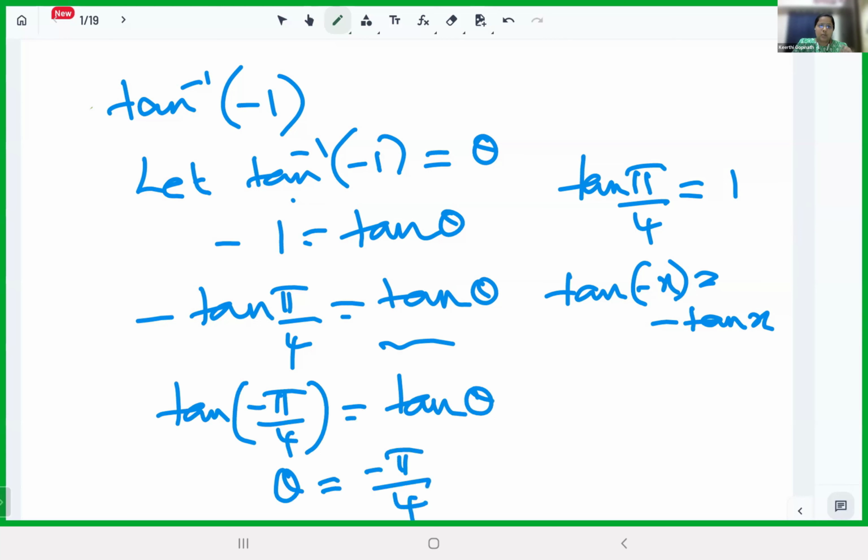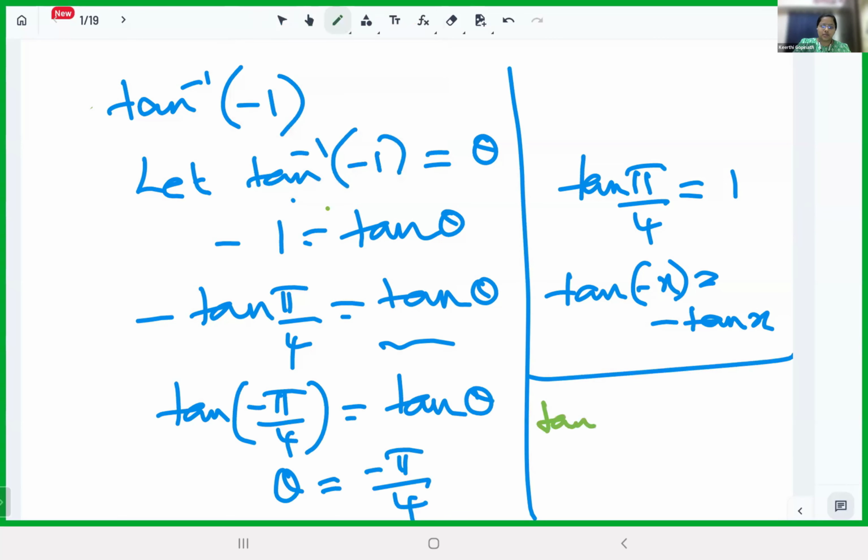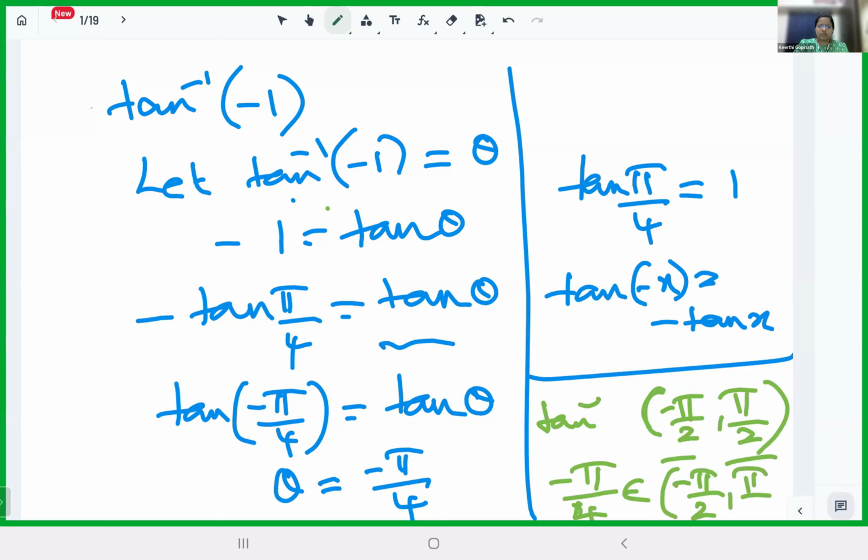Now what we have to do is check whether the theta that we have obtained occurs in the PVB, or the principal value branch, of tan inverse. So what is the principal value branch of tan inverse? The principal value branch of tan inverse is open interval minus pi by 2, comma pi by 2. Isn't it? So what can you conclude from this? Does minus pi by 4 belong to this interval? This varies between minus 90 and plus 90. Minus pi by 4 means minus 45 degrees. So we can say that minus pi by 4 belongs to this interval, minus pi by 2, comma pi by 2. Is that clear to you? So we can conclude that the principal value of tan inverse of minus 1 is nothing but minus pi by 4.